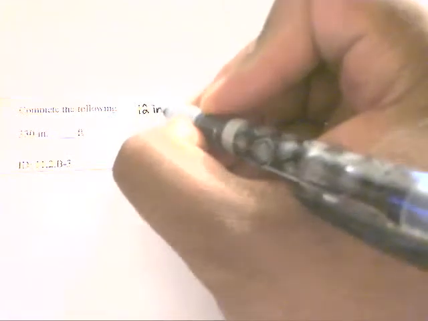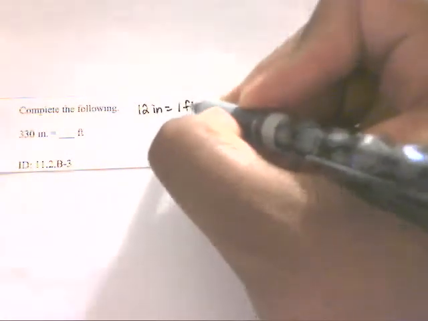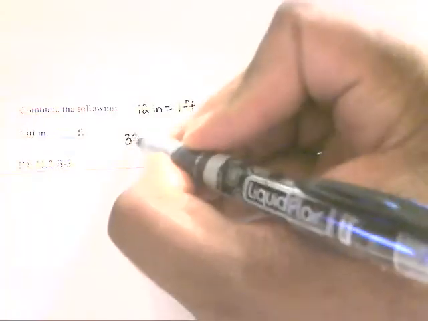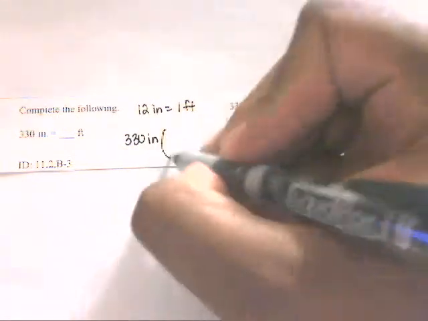Problem number 7. Again, another unit analysis problem. 330 inches is equal to how many feet? Now, if you recall, on one of the problems I did, 12 inches is equal to a foot, and you're converting 330 inches to feet.